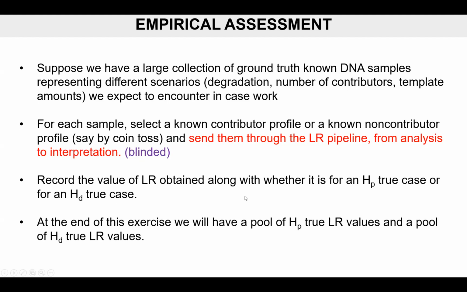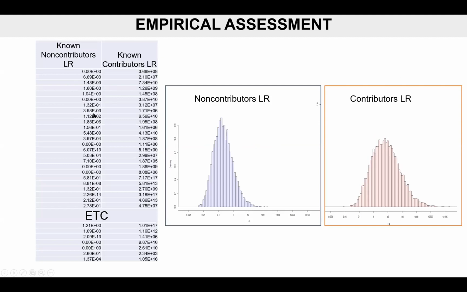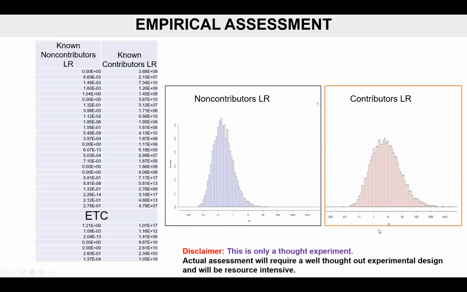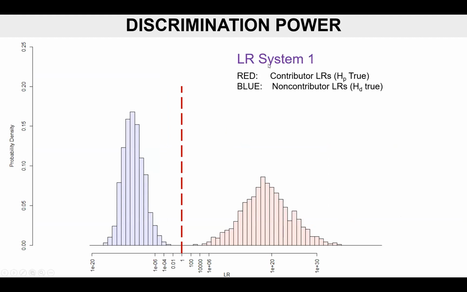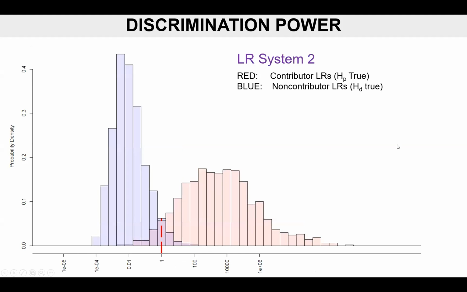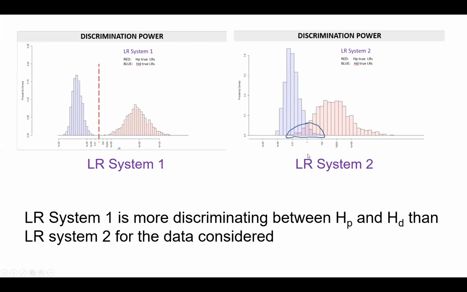These are two columns in an Excel spreadsheet. So one column is a collection of all the non-contributor LR. The other column is all the contributor LR. And you can visualize these using histograms, or if you choose, probability density functions. So here is the histogram for non-contributor LR and for contributor LR. I want to remind you that this is only a thought experiment. So LR system one, suppose it produces the non-contributor and contributor distributions that look like this. They are well separated, and so this particular system seems to be able to discriminate HP and HD very well. Here is an example of another system where the HP and HD distributions overlap, and so it is not discriminating between HP and HD as well.